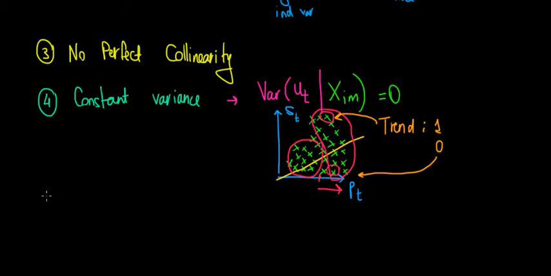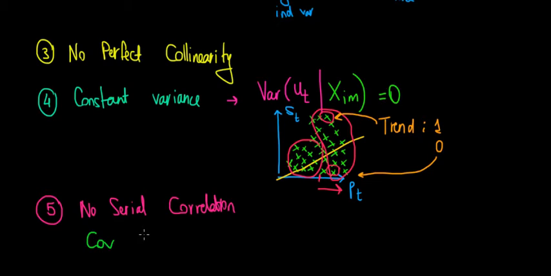So constant variance, and the last one would be that the covariance of the error terms must be 0, meaning we have no serial correlation. Let me write it in English first: no serial correlation. And in math, because math is just translation of words, that means the covariance of the error term at point t and any other point in time, let's call that s, must be equal to 0.